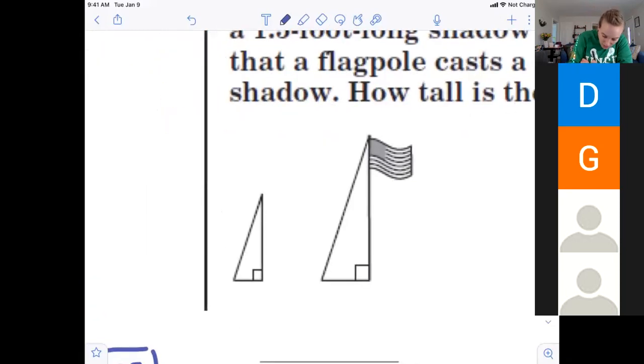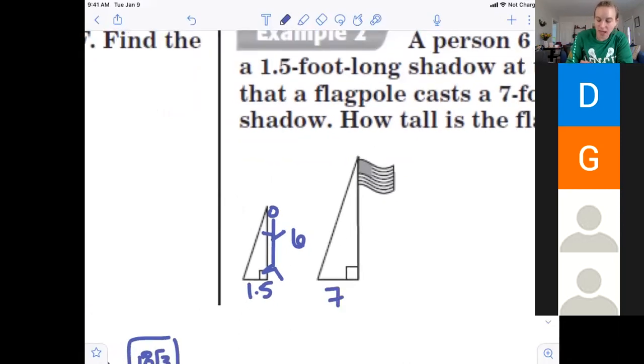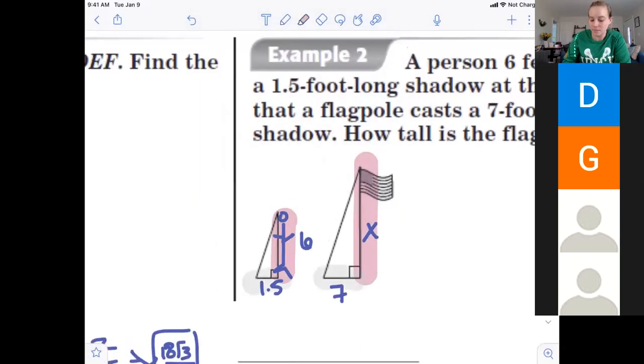It says I've got a 6 foot tall person, so I can think about a person right here. Little stumpy legs, that's okay. 6 feet tall, and they cast a 1.5 foot shadow. The flagpole casts a 7 foot long shadow, but we don't know how tall it is, so I'm going to put an X there. All right, so I've got height, and I have shadow, and I even made them look like shadows.